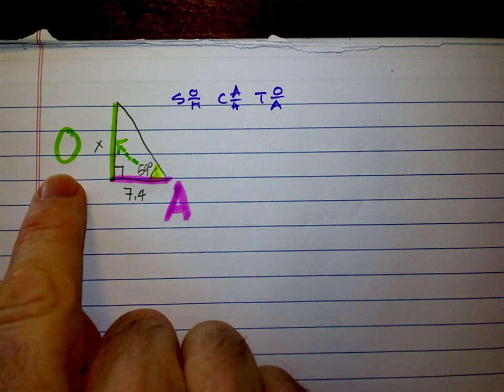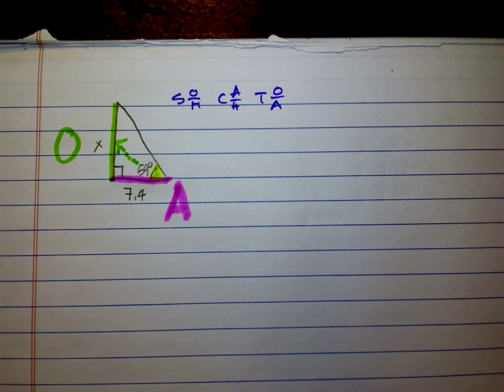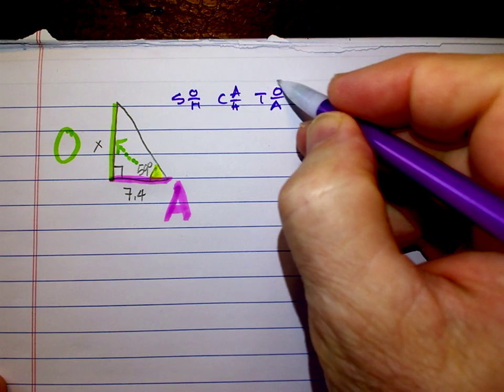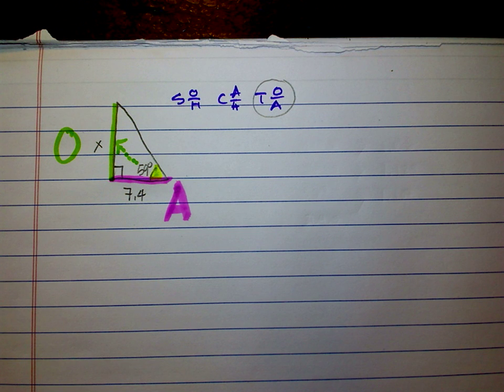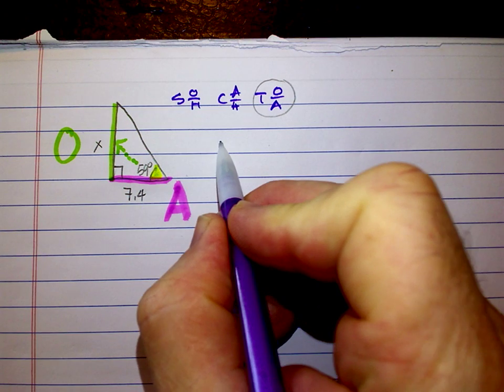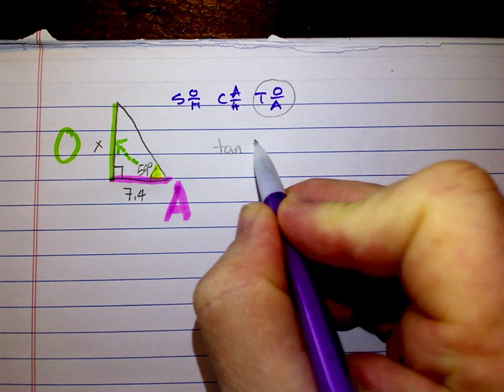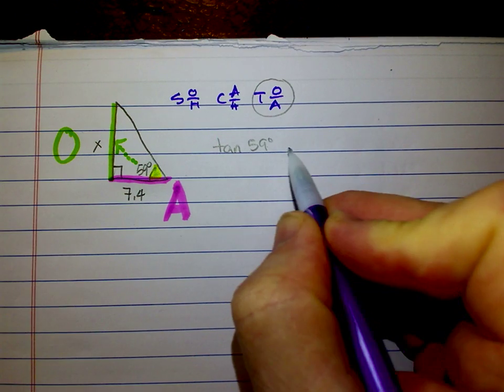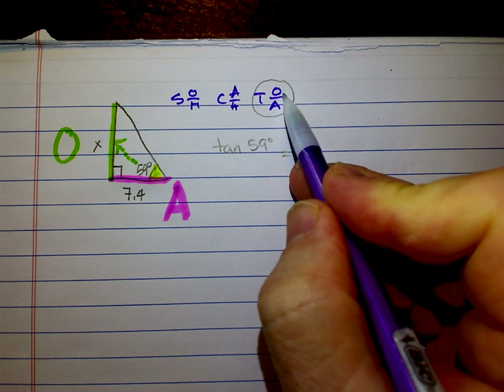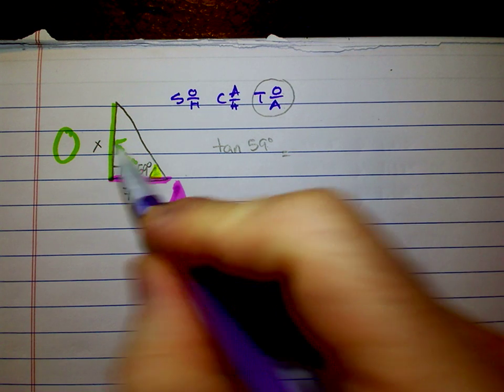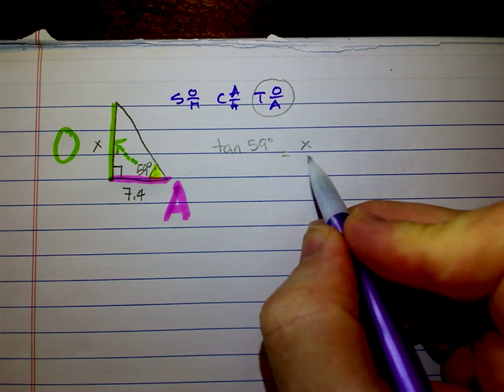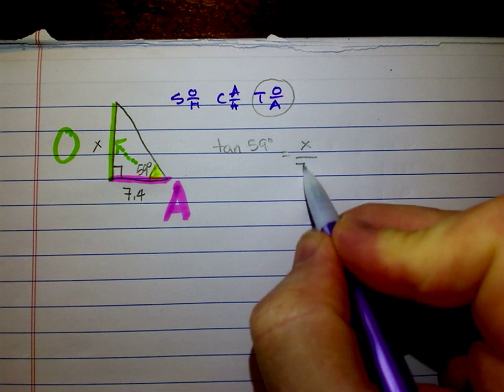Given that we have O and A, our next step is to choose which trig ratio we're going to use. In this case, it's going to be our tangent. So, in order to find the length of that side, we're going to use TOA, or tangent. Tangent of the given angle, 59 degrees, equals opposite over adjacent. Opposite is the x, the adjacent is the 7.4.